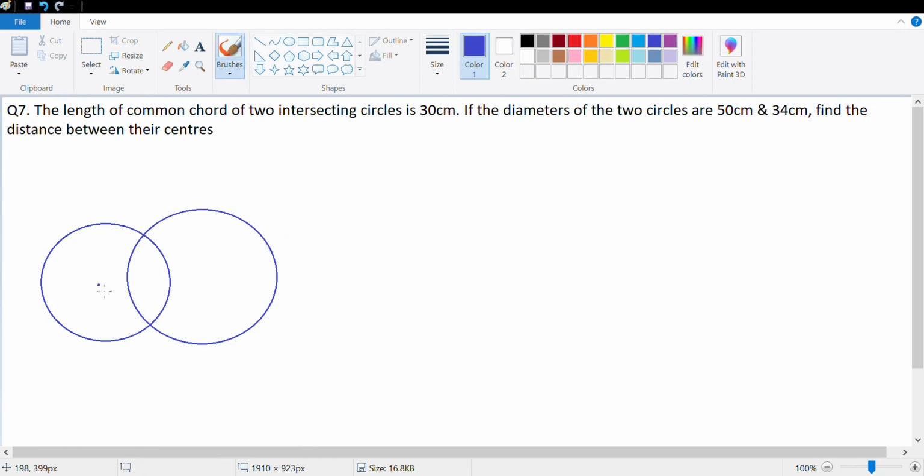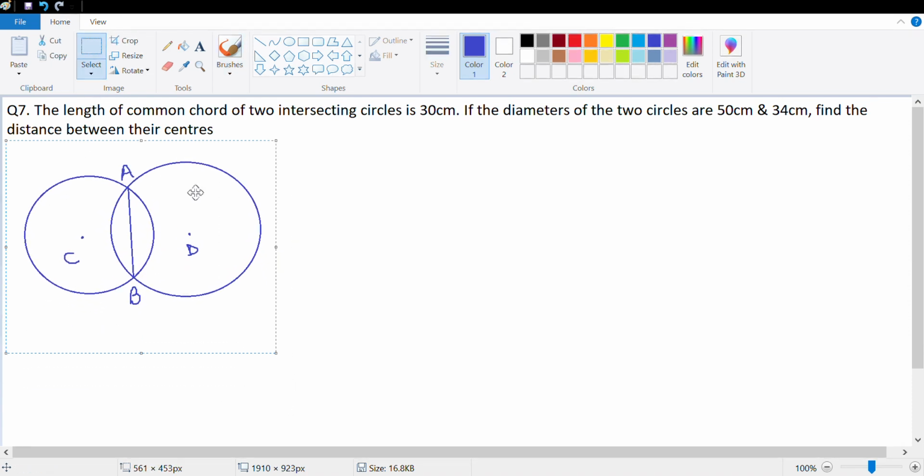Let this be the center of circle 1. Let this be C this time. Let this be D. And common chord for both the circles is AB here. Now, AB is a chord for circle with center C, and AB is also a chord for circle with center D. That's why it's a common chord to both the circles. So the length of this common chord is given equal to 30 centimeter. Let me just shift it slightly. Done. So what is given is AB is equal to 30 centimeter.